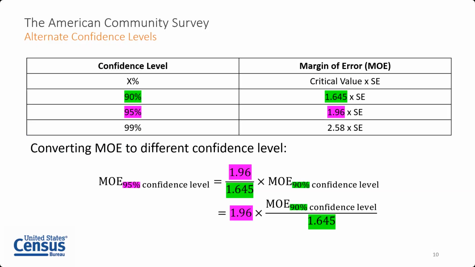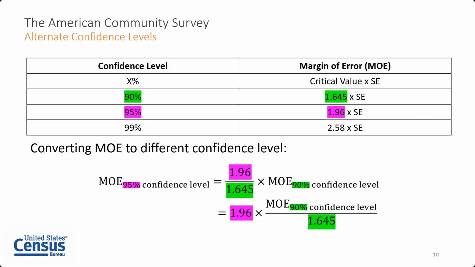Now, first of all, to calculate a margin of error at a given confidence level, you multiply the critical value by the standard error. The critical value depends on the confidence level you are seeking. So let's use the example of converting an MOE at a 90% confidence level to a 95% confidence level. To make things visually clearer, I've gone ahead and highlighted the 90% level and its critical value in green, and I've highlighted the 95% confidence level and its critical value in pink.